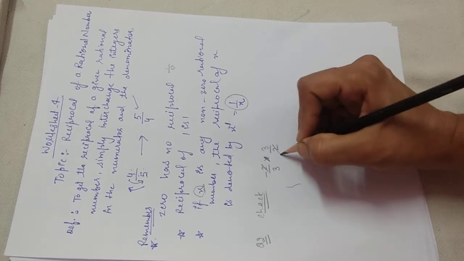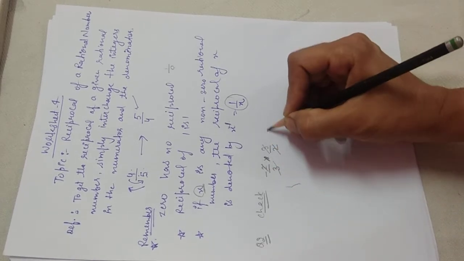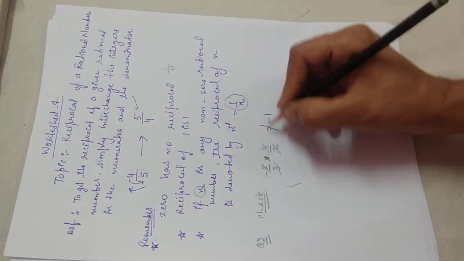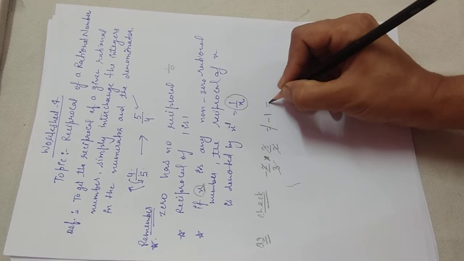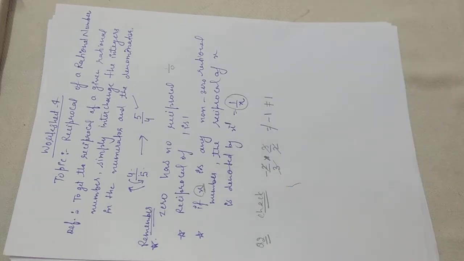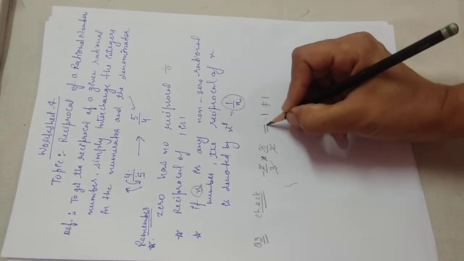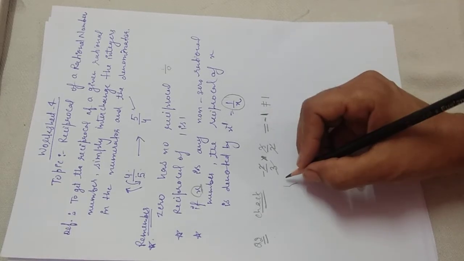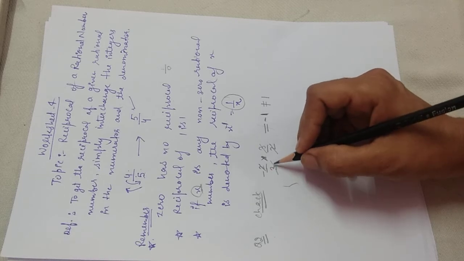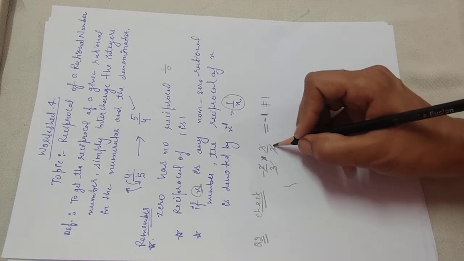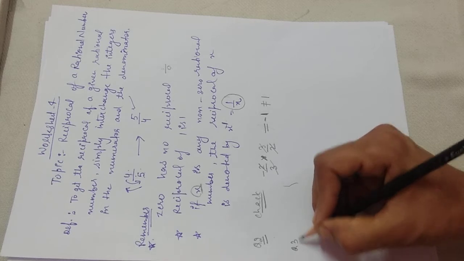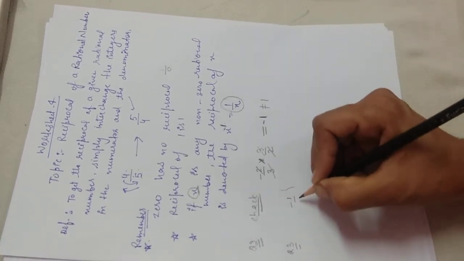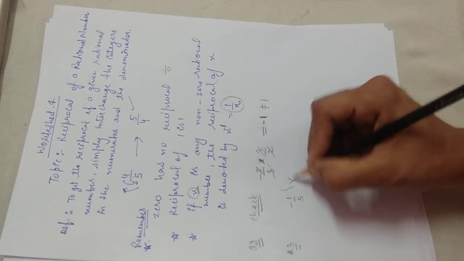2 1 2, 2 1 2, 3 1 3, 3 1 3. This is equal to minus 1, not equal to 1. So we will say that minus 2 by 3 is not a reciprocal of 3 by 2. Now next question, question number 3. We have to check that the reciprocal of minus 1 by 5 is minus 5.